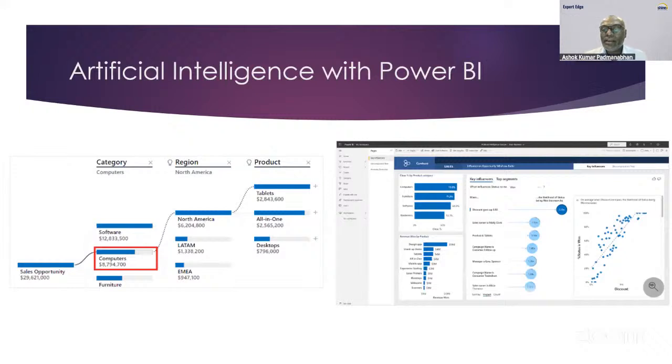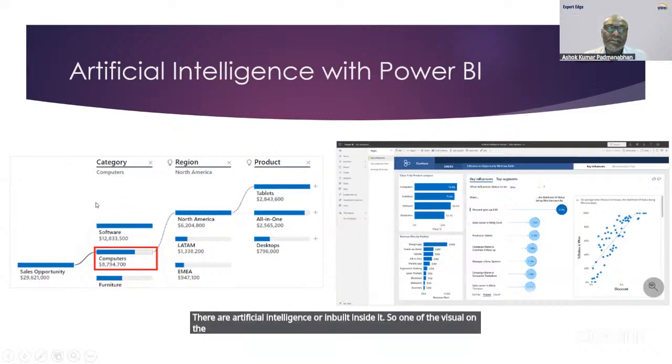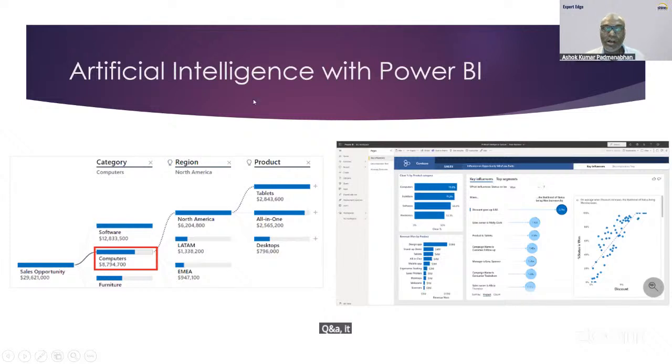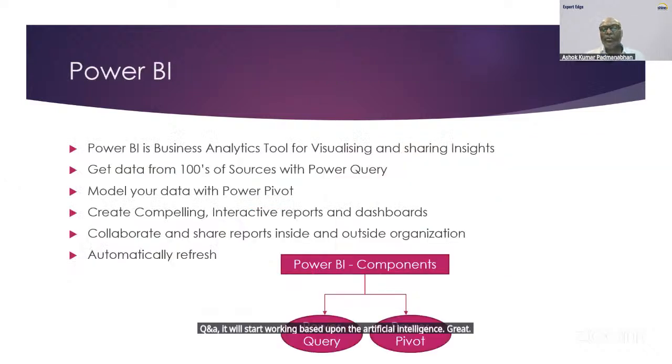In Power BI, as you can see in this slide, artificial intelligence is built in. One of the visuals in the left-hand picture is called a decomposition tree, and on the right-hand side it is called key influencers. And one more visual is there, Q&A. These will work based upon artificial intelligence. Okay. Right. These are all the properties. The next slide will give you the properties of the Power BI.